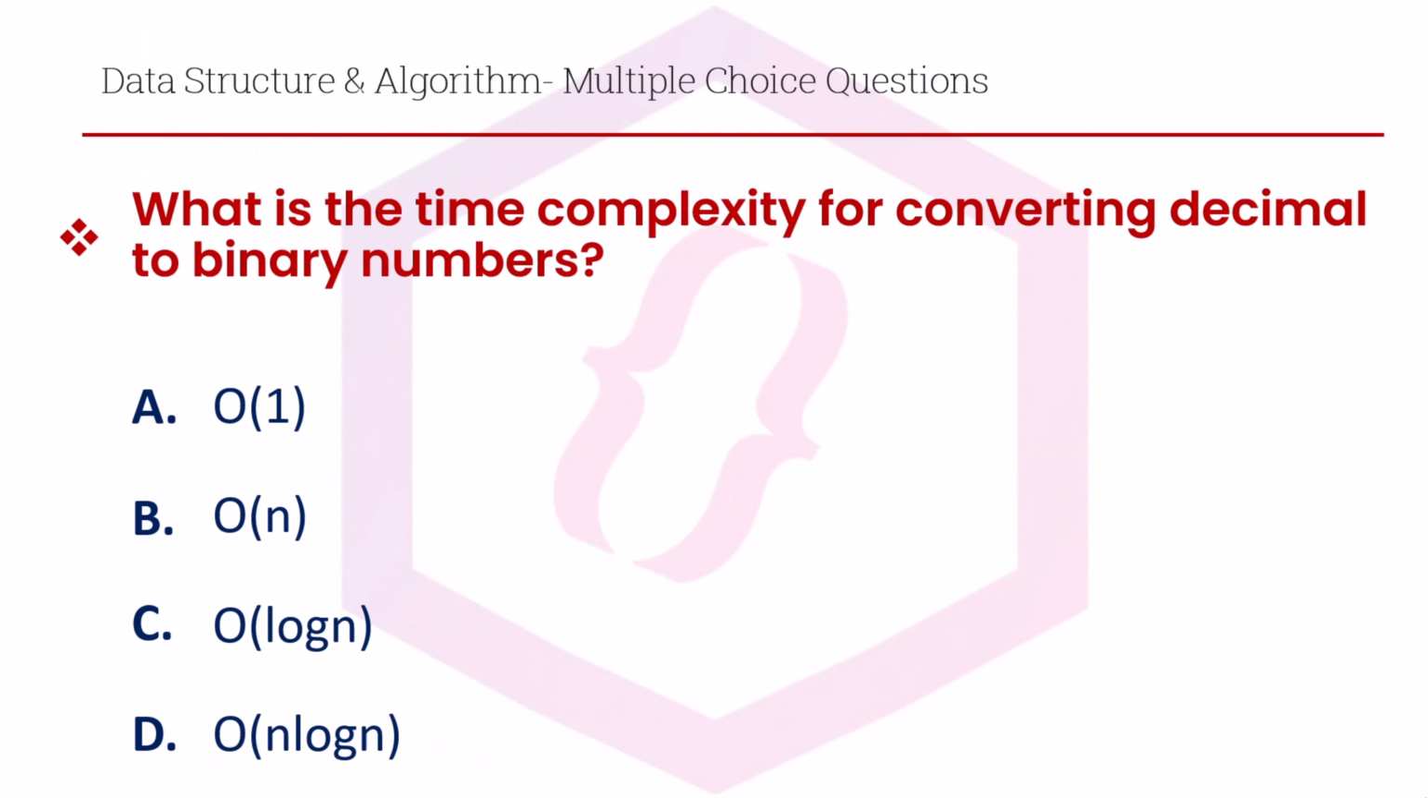What is the time complexity for converting decimal to binary numbers? Option A, O(1). Option B, O(n). Option C, O(log n). Option D, O(n log n). The correct answer is option C, O(log n).